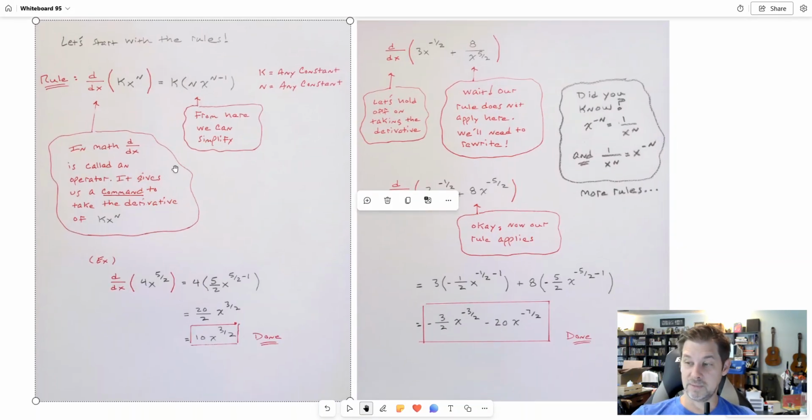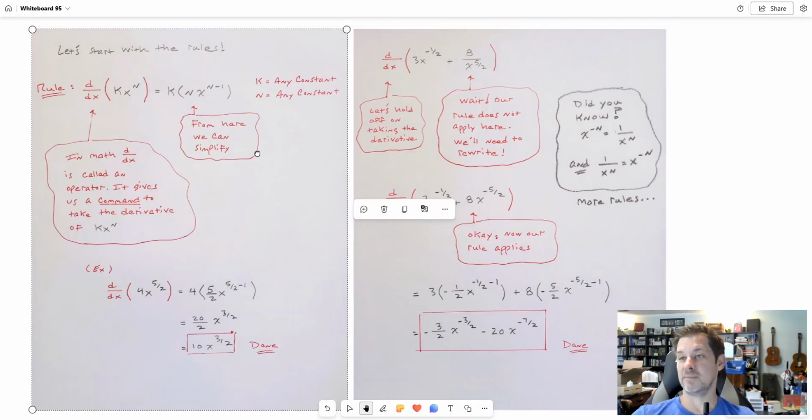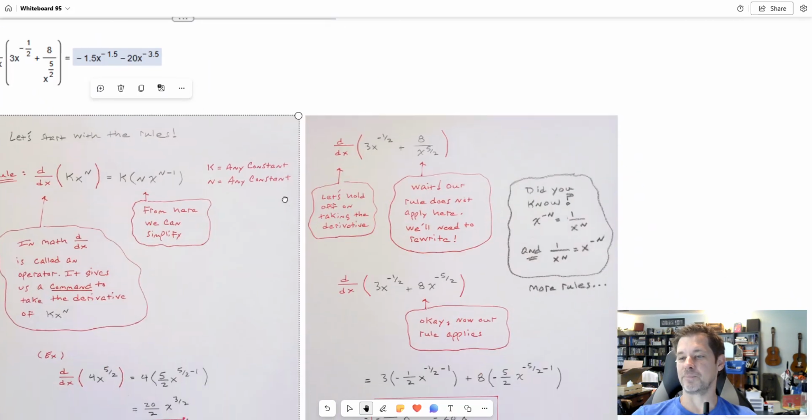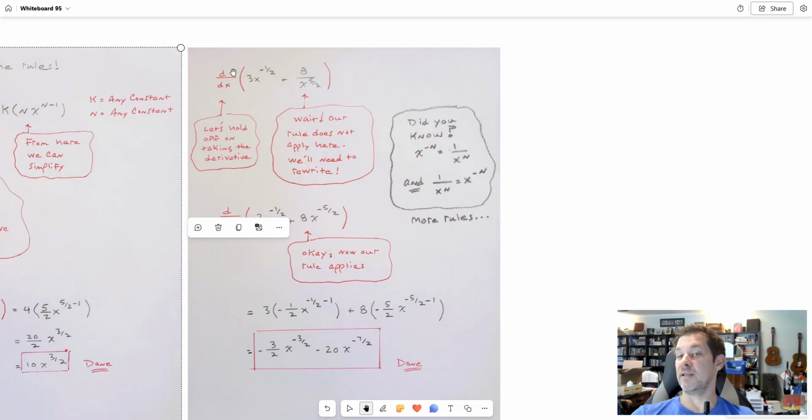Okay, so I've given you the rule. I've explained a little bit about how to read the rule and think about the rule and hopefully recognize when to use it. And then I've shown you an example. Let's look now at how this rule would apply to this problem. Find the derivative of 3 times x to the negative 1/2 plus 8 divided by x to the 5/2. And I think we need to hold off on taking the derivative. Do you see why?